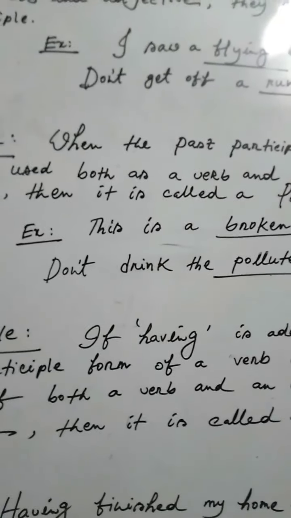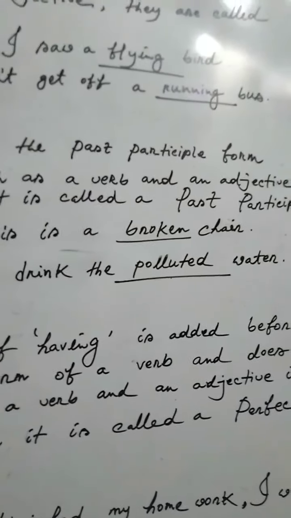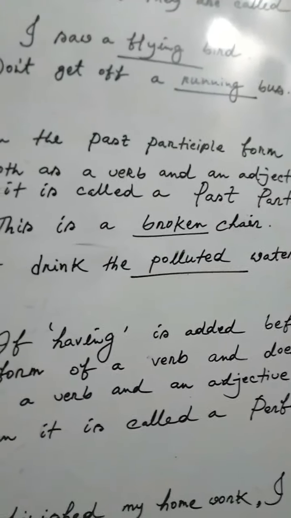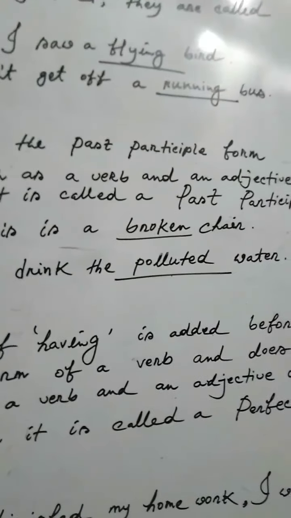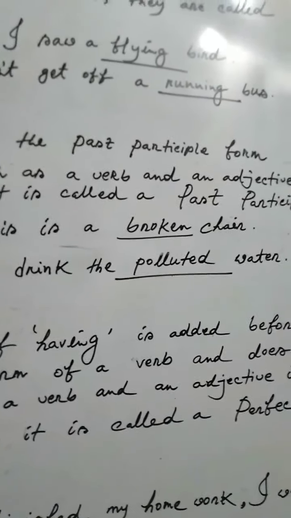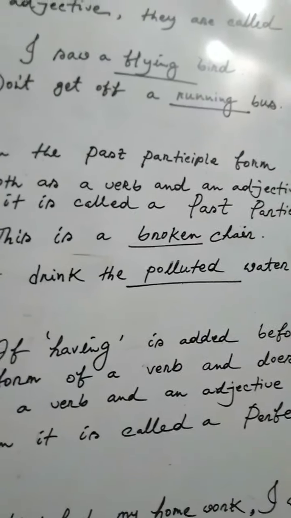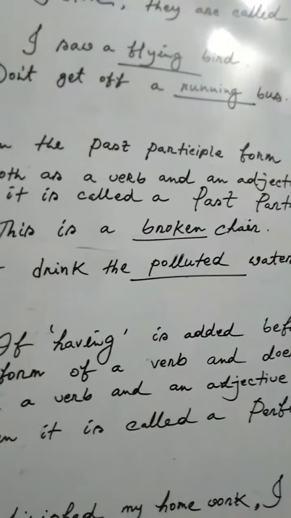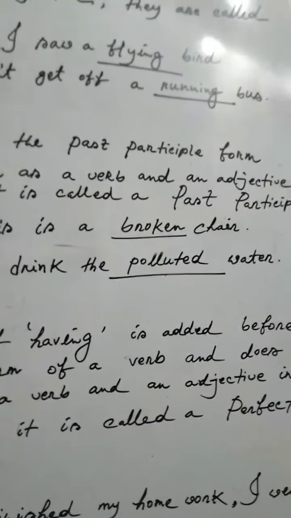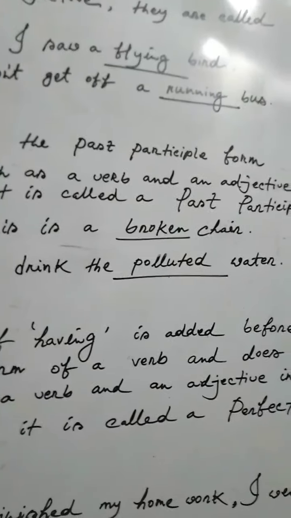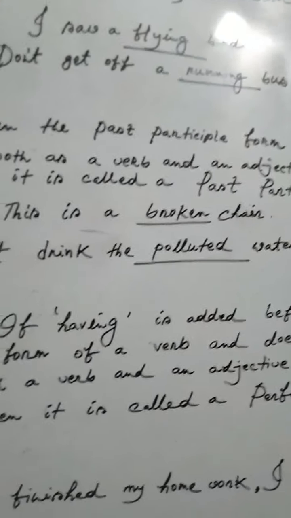Another example of past participle is, don't drink the polluted water. Here, you know, polluted is the past participle form of pollute, but here polluted is used as an adjective. So here polluted is a past participle. So broken and polluted, both are past participle.